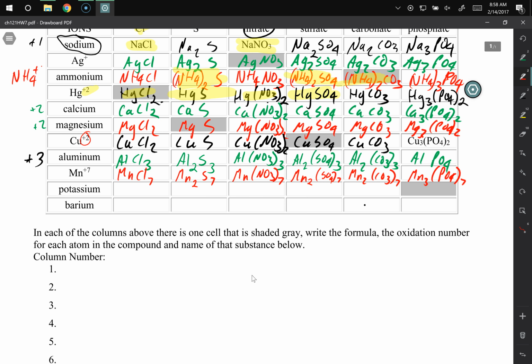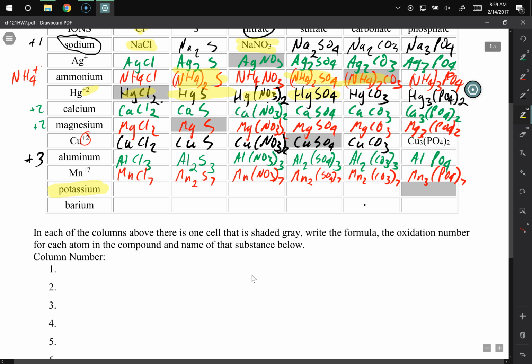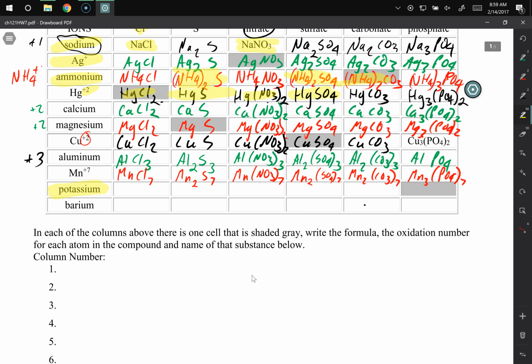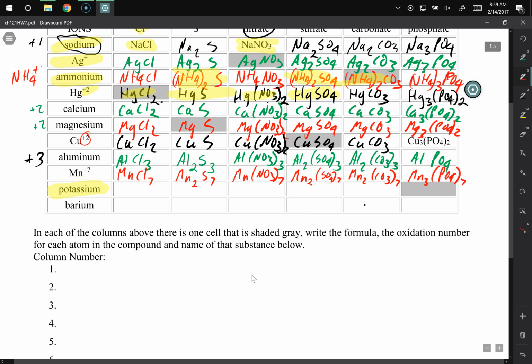The potassium and the barium, what do these two rows look like? What does this row look like? It looks like the first one. It looks like the second one, and it looks like the third one, because the charge on the potassium is plus 1. What about the barium? This barium looks like all the ones that are plus 2. So this one and this one, the ratios.